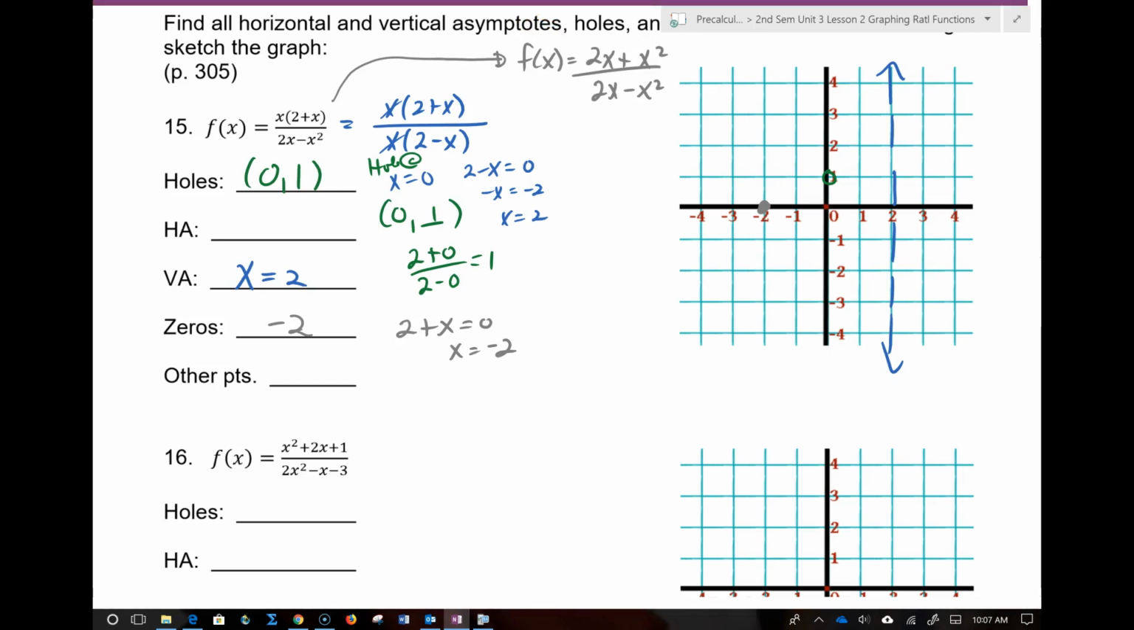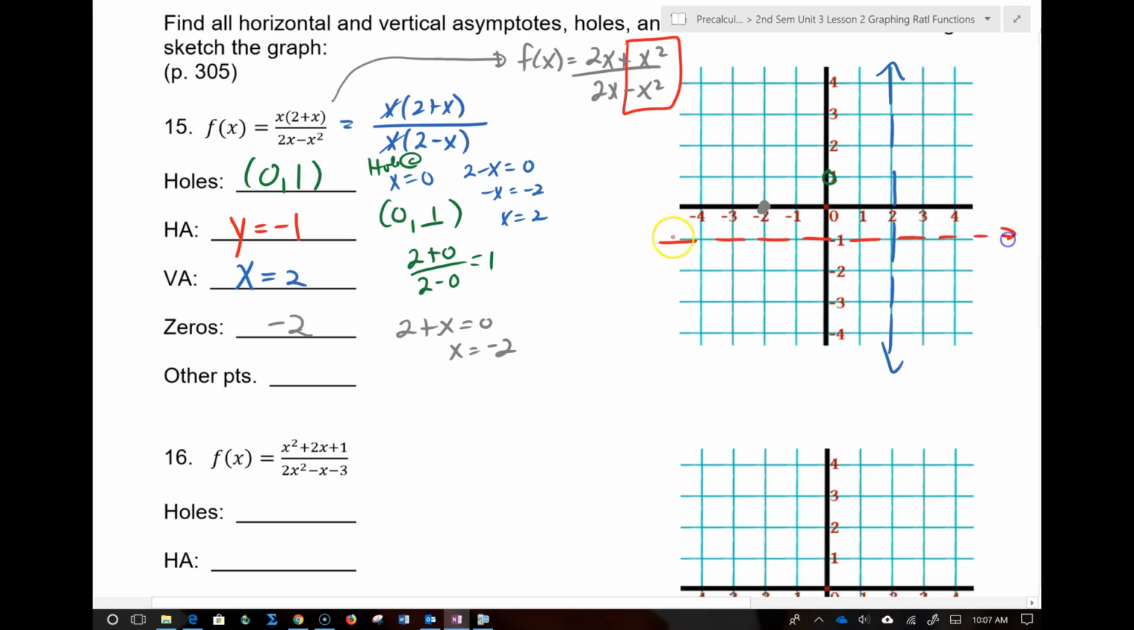So when they have the same degree, I look at that and say, okay, same degree, I'm going to have a ratio this time. So it's going to be y equals some ratio. It's the leading coefficients. What's 1 over negative 1? Negative 1. So that's just y equals negative 1. So I go over here, and there is going to be my horizontal asymptote.